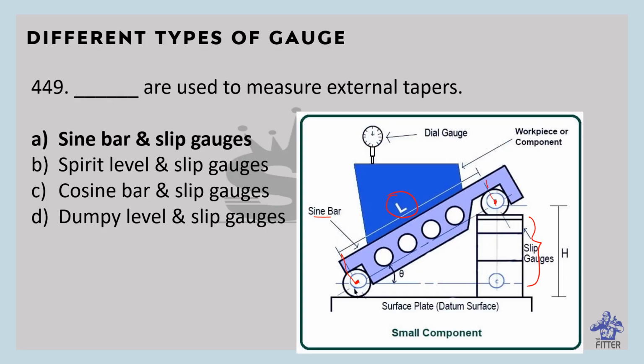And slip gauges or gauge blocks are used as standards for precision length measurement. Slip gauges or gauge blocks are made of special steel alloys.